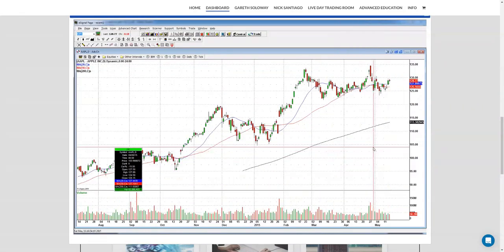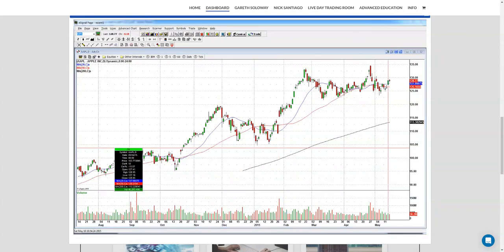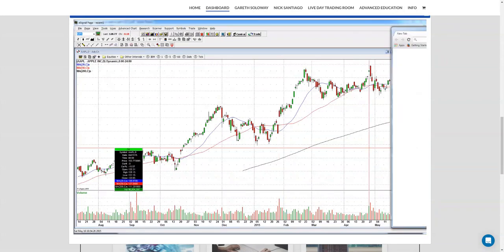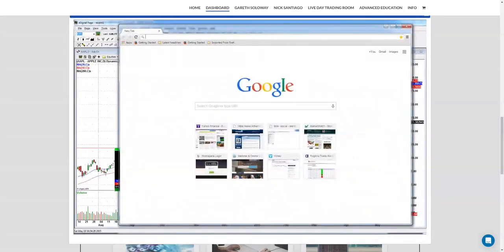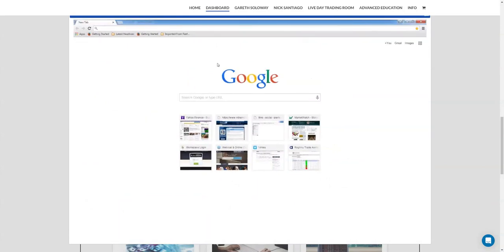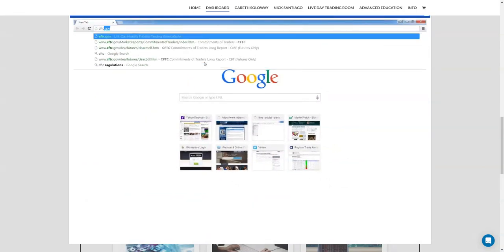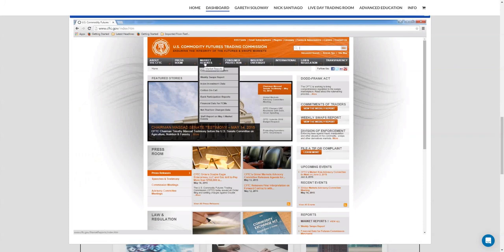Let's go over to the Commitment of Traders report. All right. Now, the Commitment of Traders report should never, ever be used as a sole product. It never, ever is that important. So let's go to the Commitment of Traders report.